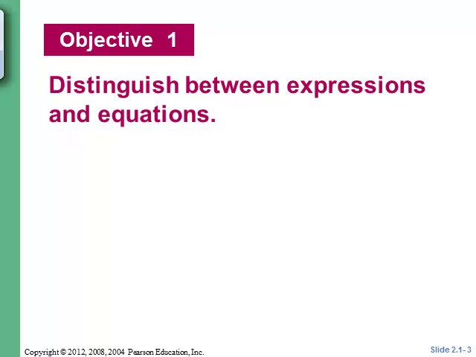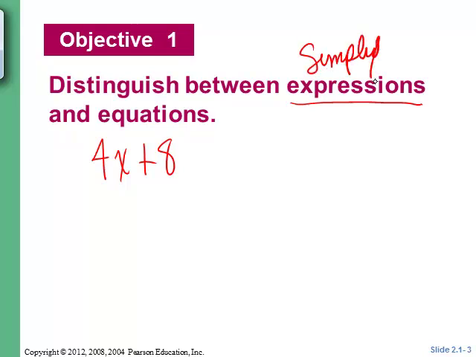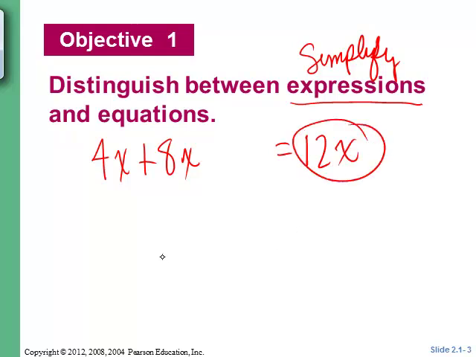I think one of the things that people have a hard time with is they don't know what to do. For instance, 4x plus 8. Well, what am I supposed to do with that? Well, if it's an expression like this you would simplify it. Well, you can't really simplify 4x plus 8, but if it would be 4x plus 8x, that would be 12x. And so that's how you simplify. You make it easier.